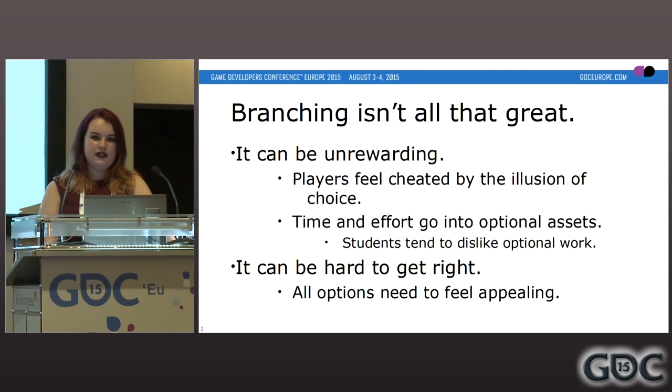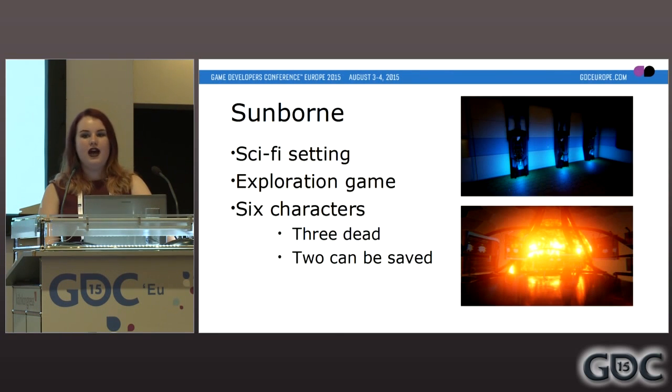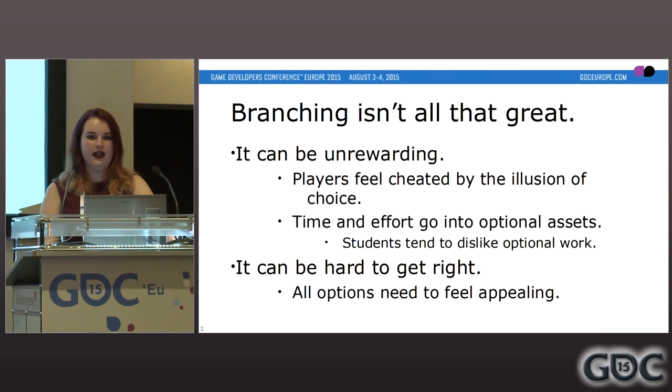So basically what happens in Sunborn is that we have a spaceship crashing into the sun. There's six people on board, three already dead, you can save two. And it's up to the player if he wants to save any of them. So that's how we end up with that configuration of multiple endings.